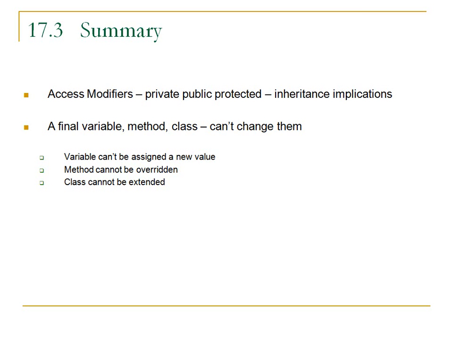And the final modifier, a variable or a method or a class. It means that you can't do something if it's modified with final. Variables can't be assigned a new value if they're final variables. Methods cannot be overridden if they're final. And classes, if you modify a class with final, it can't be extended. That's all.